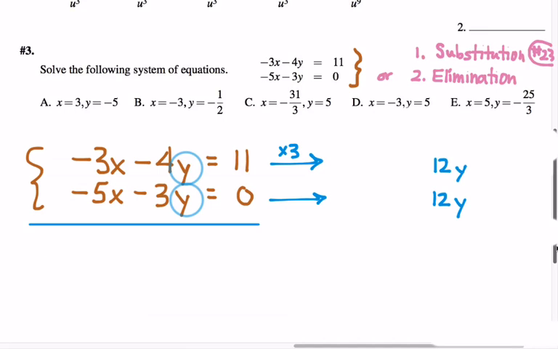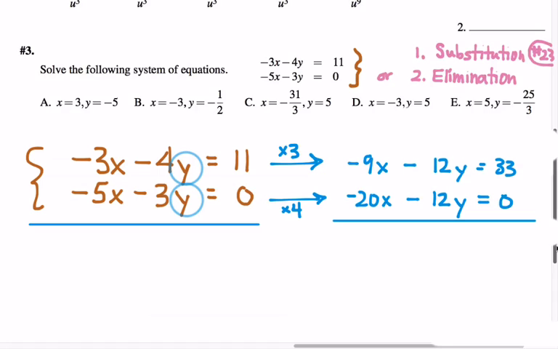Multiply it by 3. If I multiply that first equation by 3, I'll have minus 9x minus 12y equals 33. How about the second equation? Multiply it by 4. I'll get negative 20x minus 12y equals 0. So now I've succeeded in making the coefficients of y equal. But what I wanted to do is make them equal and opposite, just to make our lives easier so that we can add these two equations together. So I want to flip the sign on this 12y in one of the equations from minus to plus. How can I do that?